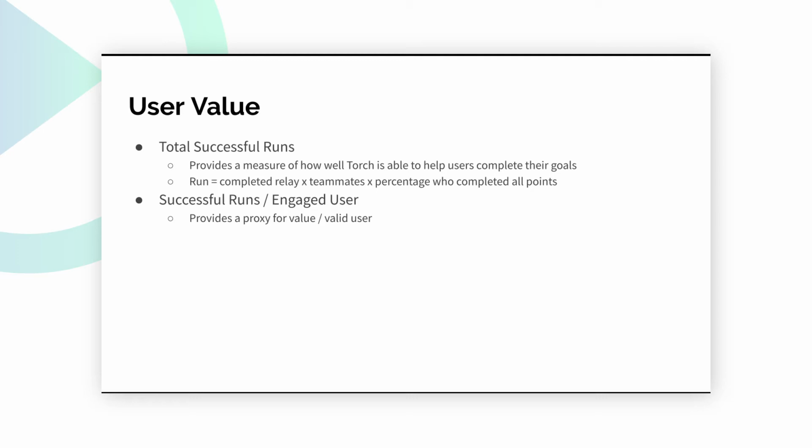We also want to create a per user value. So we just want to take these successful runs and divide that by the number of valid users. So in this case, the number of engaged users. And this just gives us a sense for the total value per user, as opposed to our total successful runs, which would be the total value overall that we're creating.